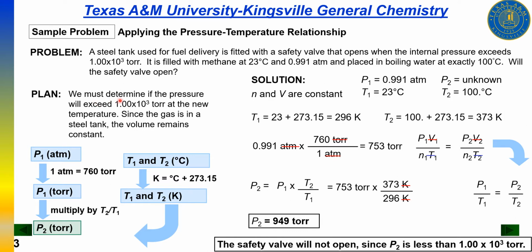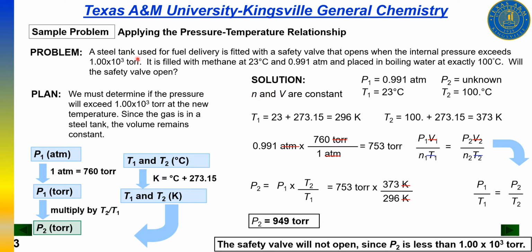The plan: we must determine whether the pressure at high temperature is going to exceed 1.0 times 10 to the power 3 torr. Therefore, you are going to use the relationship between pressure and temperature. First of all, make sure you convert the pressure to the same unit. If you have torr and atm, make sure you keep it consistent. The second part, you need to convert the temperature from Celsius to Kelvin. And then you apply the relationship between pressure and temperature.